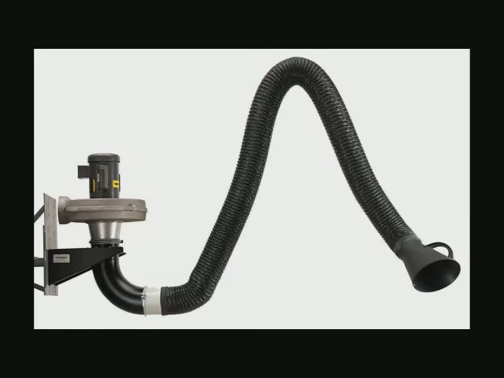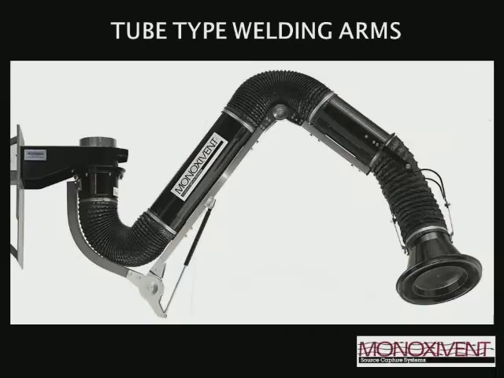All right, next we have our welding arms. This is an internally supported arm. When I say internally supported, what that means is that the support structure is internal to the hose environment. And then we have an externally supported arm, where the support structure is external to the hose environment. There are different applications and different pricing structures.